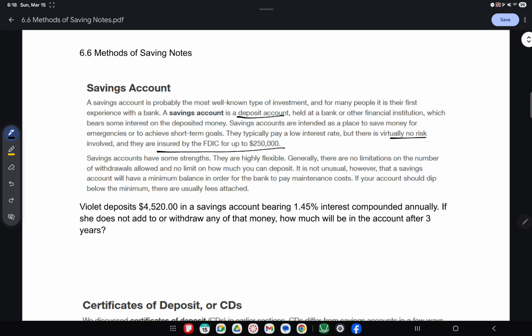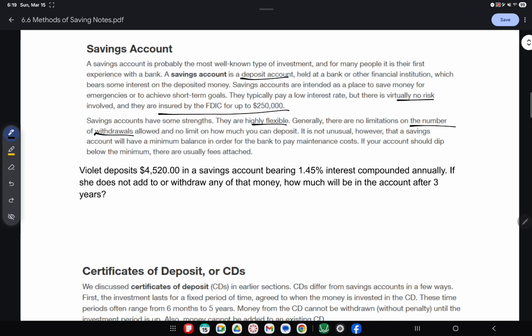So some strengths here is that there's high flexibility. You can choose what to put in, you can choose what to take out. Normally, depends on the bank that you're at. Maybe they put a limit on the number of withdrawals you're allowed. Maybe they don't. And sometimes they might say you have to have a minimum amount in there or you'll have some fees, but sometimes they don't. Just depends. You just have to do your research if you're looking for a savings account.